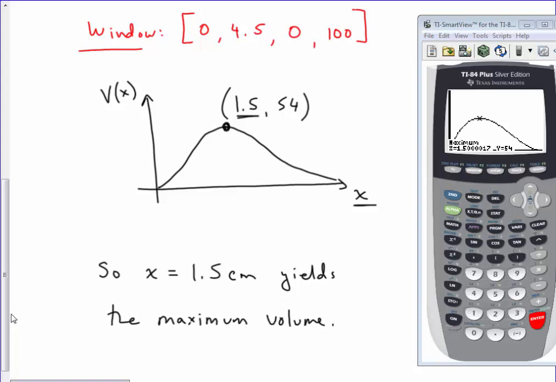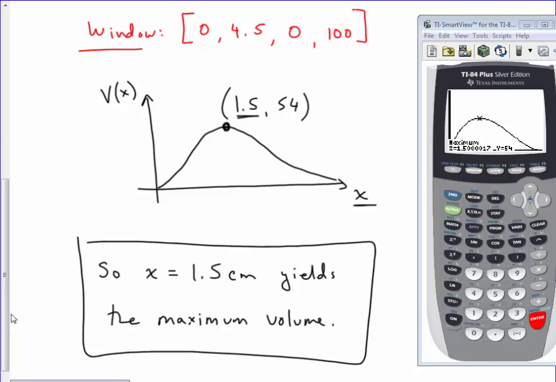Now the problem didn't ask for it, but if it asked for the maximum volume, we know the maximum volume would be 54 cubic centimeters.